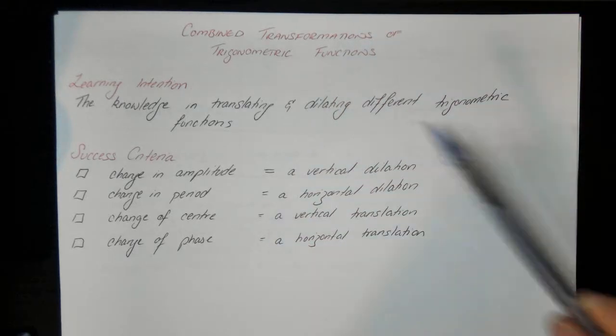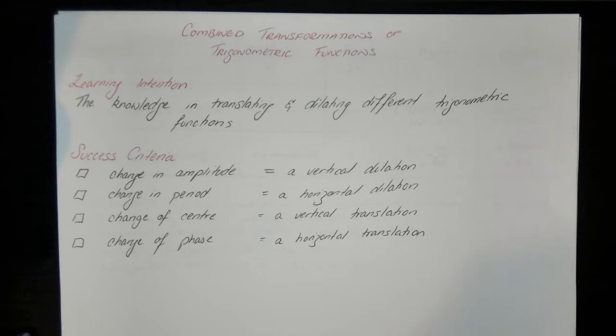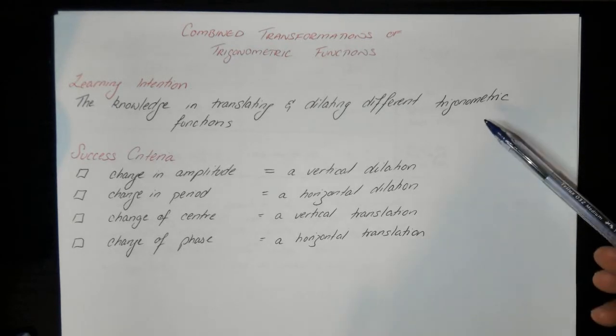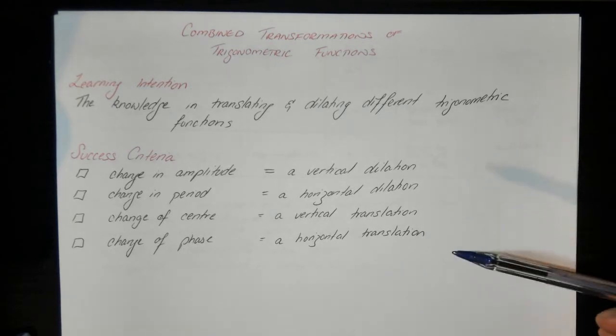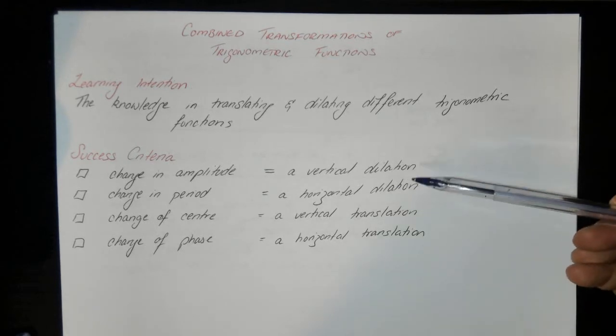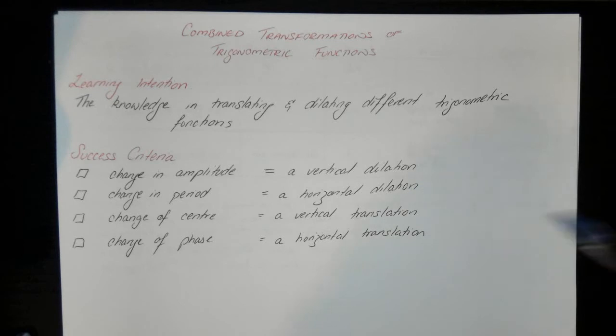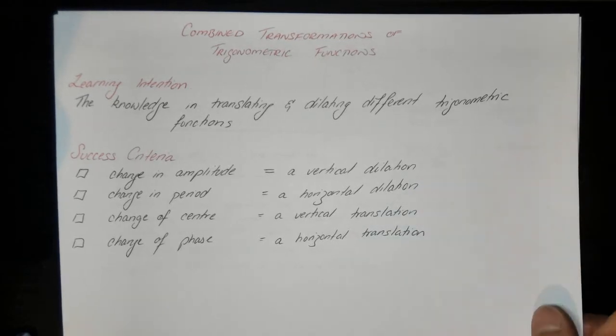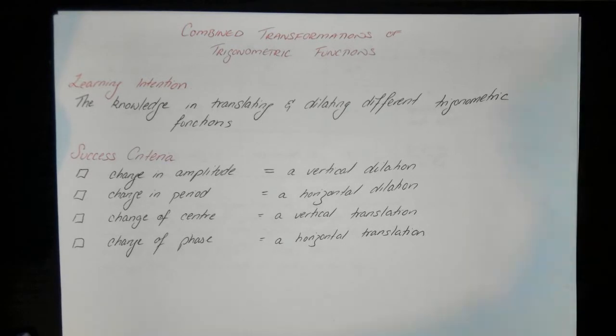Alright, so today we're looking at combined transformation of trigonometric functions. We're still using the knowledge of translating and dilating different trigonometric functions. So we need to be aware of the change in amplitude, which is a vertical dilation, a change in the period, which is a horizontal dilation, a change in the center, which is a vertical translation, and a change in phase, which is a horizontal translation.